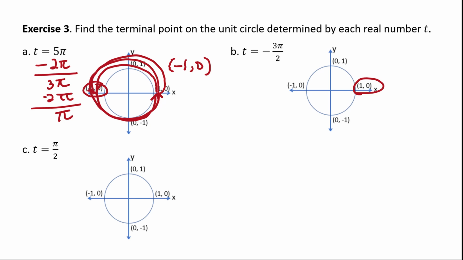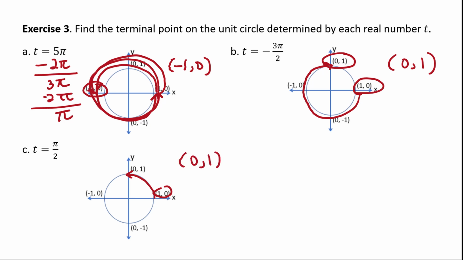However, the negative tells us that we go in the clockwise direction. So in the clockwise direction, we travel along the unit circle 3 pi over 2 units. Terminal point then is (0, 1). Then part C, t equals pi over 2. Start at (1, 0). Travel along the distance pi over 2, which is a quarter of the circle, and that gets us to the terminal point (0, 1).